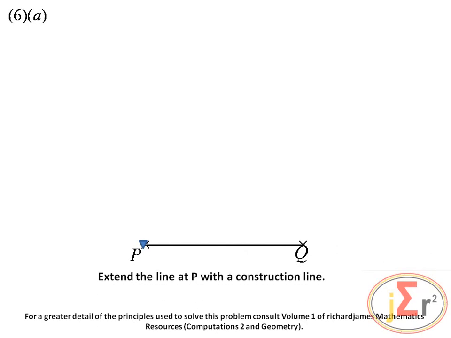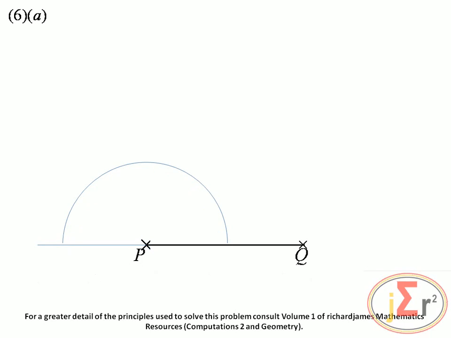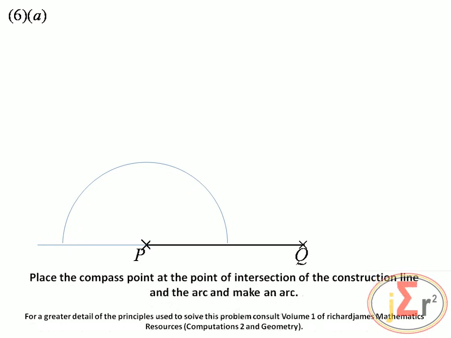Extend the line at P with a construction line. Place the compass point at P and make a semicircular arc as shown. So that's our semicircular arc right there. So the compass point will be at P and we make a semicircular arc. What do we do next?